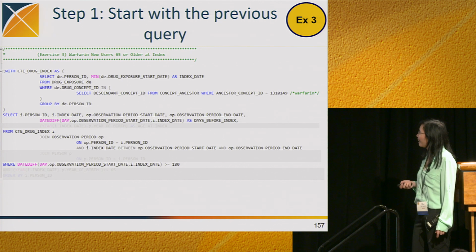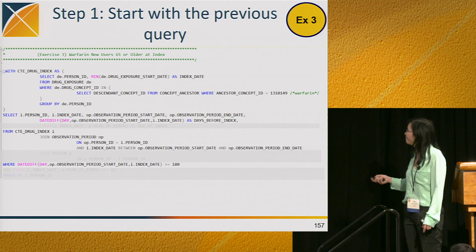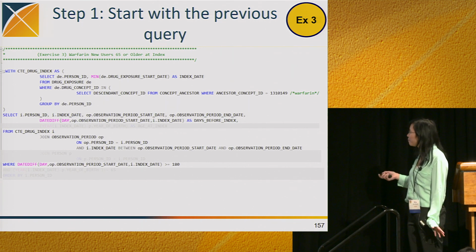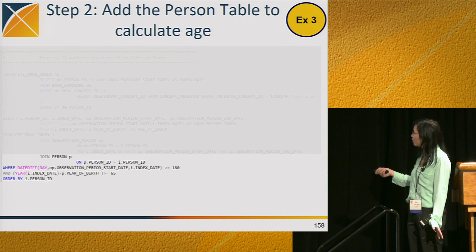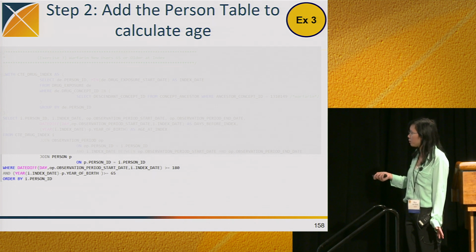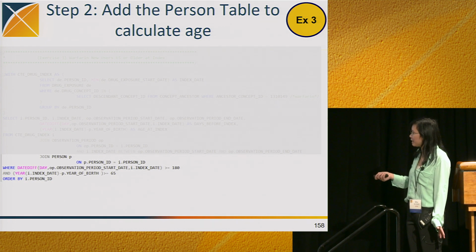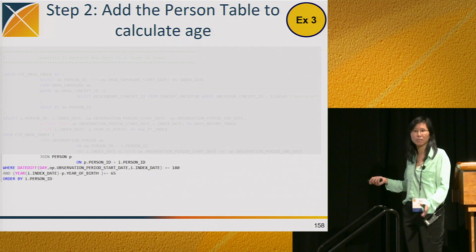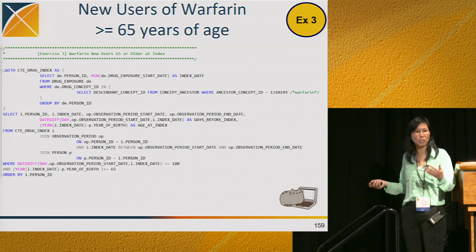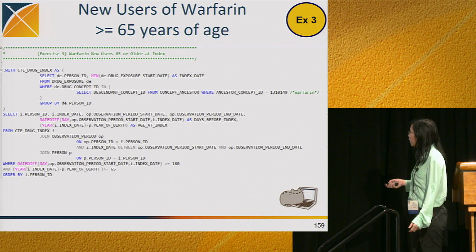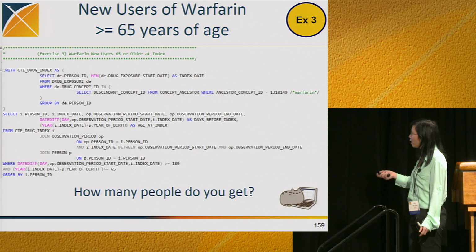Okay, so we are adding in the person table. And the query looks pretty much the same, right? We still have all this information here. All we're really doing is a join to the person table, where we're looking at the year of birth minus the index date being greater than 65, because all we're looking for is that they're over 65. So it really didn't change the query all that much besides doing a join down here. So how many people do you get?